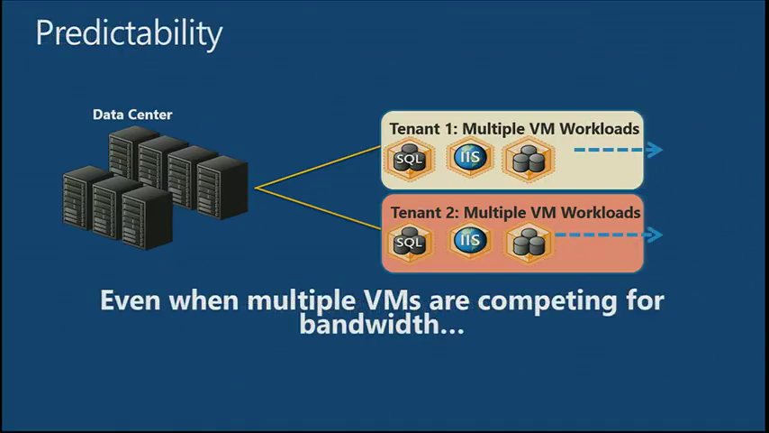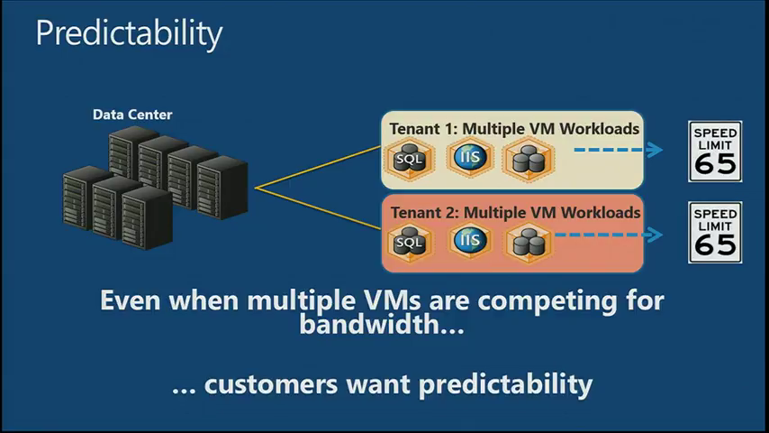They want predictability, right? When I am running on that shared infrastructure and I've got a bunch of workloads all competing for that same network bandwidth, I want some predictability around that. And that might be, hey, I want to ensure that I've got some specific capacity, or I want to make sure that I'm not able to exceed specific capacity. So they want some predictability around bandwidth.